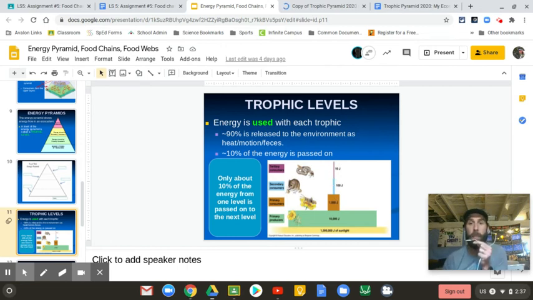Okay? So the amount of plants on Earth far outweighs the amount of everything else because plants have so much more energy that they can capture and they only pass a little bit on to everything else. Where does that energy go? Why is there only 10% left?